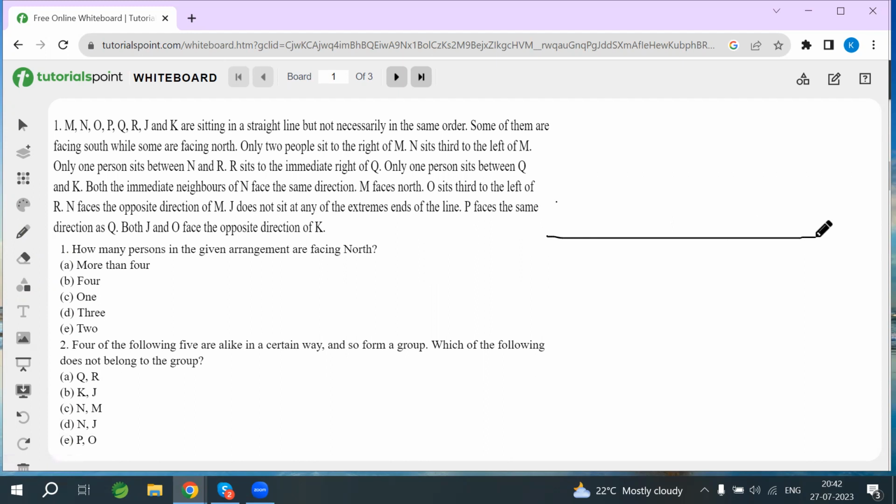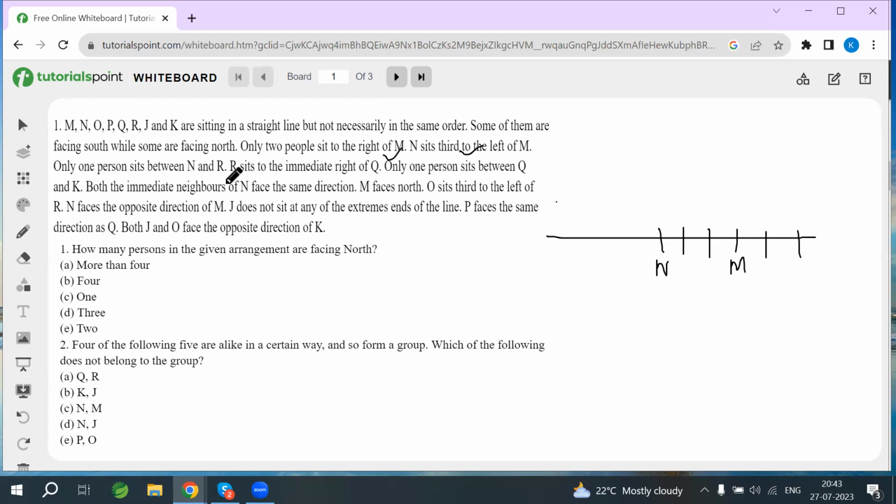Suppose this is the line. Here it is mentioned that only two people sit to the right of M, so this is the third end, and suppose we put M here. This part is done. Then N sits third to the left of M, so another two people will be there, and here N is.